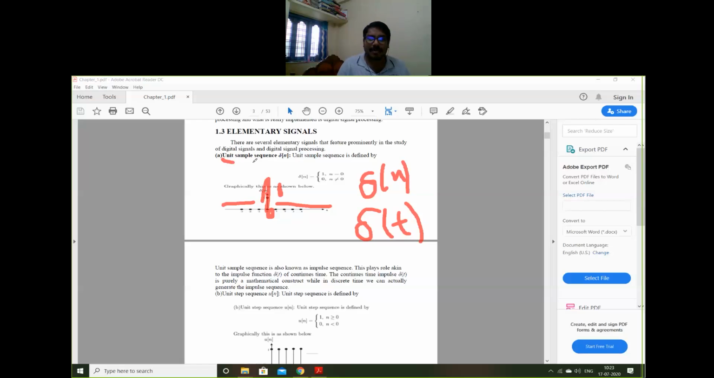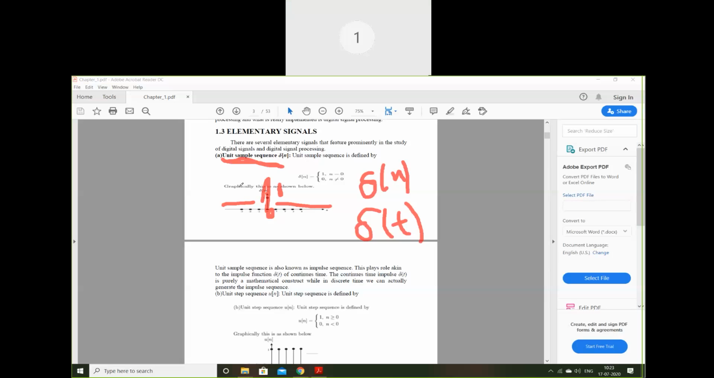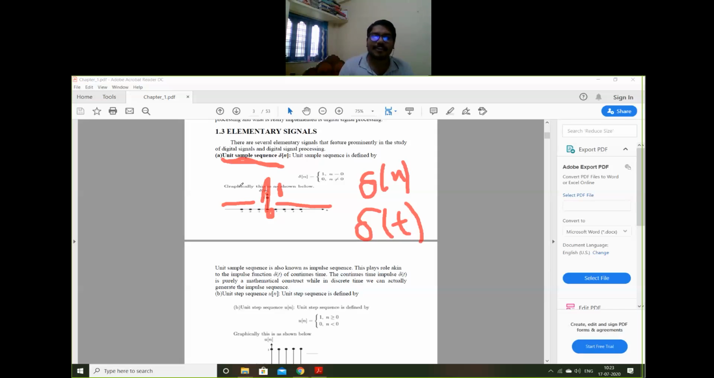Impulse. What is the meaning of impulse? Can anyone elaborate what is the meaning of impulse? Large force acting for a short interval of time. Excellent. Superb answer. So, a large force which is acting for a short interval of time. Very nice answer by Sai Suresh.